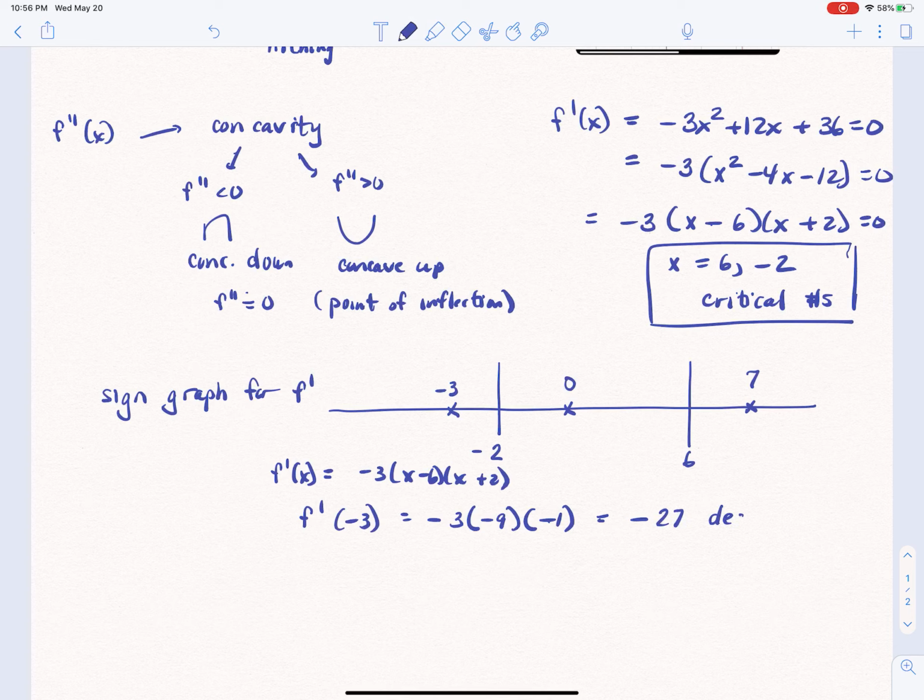But that tells me if my first derivative is negative, that means that I'm decreasing on the interval where the -3 is. So I'm going to write an arrow going down for decreasing. Well, plugging in 0 should be a piece of cake because 0 likes to wipe things out. So that's -3 times. Now 0 minus 6 is -6. 0 plus 2 is +2. And again, we don't really care about the number, but it is positive, so that means it is increasing.